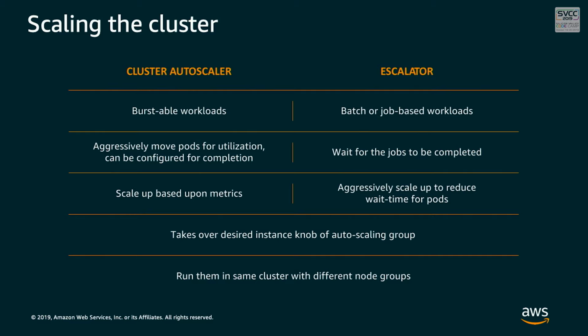And then there are two similarities as well. They both take over the desired instance count of the autoscaling group for the cluster, and then you can run them in the same cluster with different node groups. And this is super important. This last point is what gives you the capability. Remember the 2B scenario we were talking about? I had a training and an inference node group and an application node group all running. So the training and the inference can use escalator, and the applications can use a cluster autoscaler. So they all can be targeted in the same cluster itself. So that's an important part to understand.